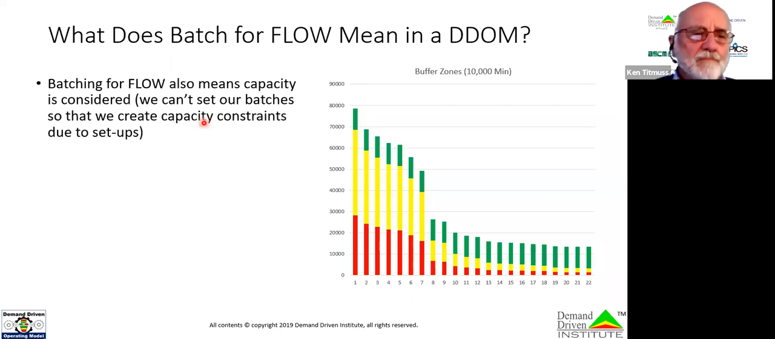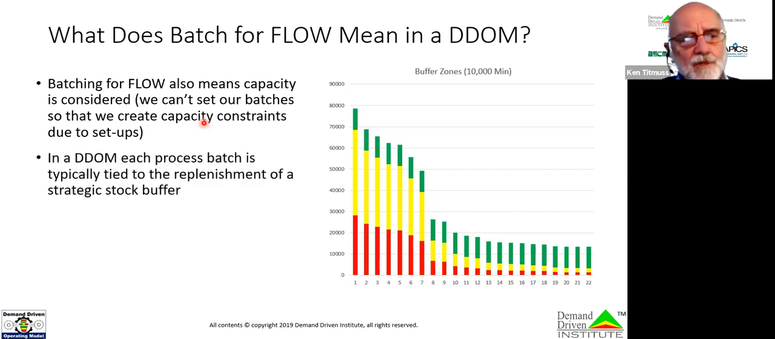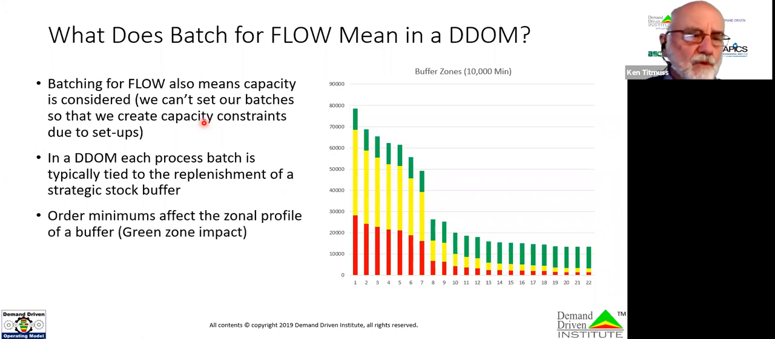So batching for flow also means capacity is considered. We can't set batches so that we create capacity constraints due to setups. In a demand-driven operating model, each process batch is typically tied to the replenishment of a strategic buffer, and order minimums affect the zonal profile of a buffer. So these buffers don't look very balanced. The sizes of the zones are not very similar, and the same down here.